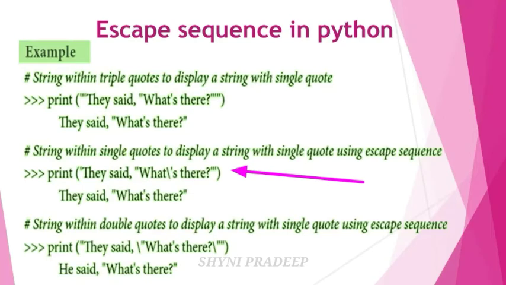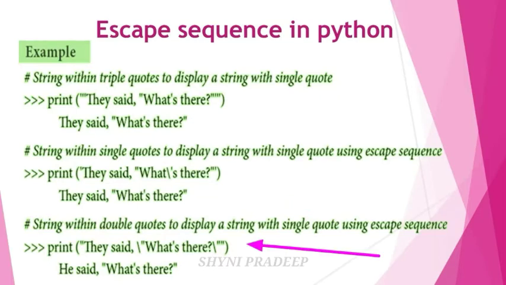And a string within single quotes to display a string with a single quote using an escape sequence. See this statement, print they said what\'s there. Here we used a backslash, but this backslash symbol will not be printed on the output screen. Okay, only this quote symbol is displayed on the output screen, because this backslash symbol will be escaped from the string, so it is called an escape character. Okay, so you will get output like this.